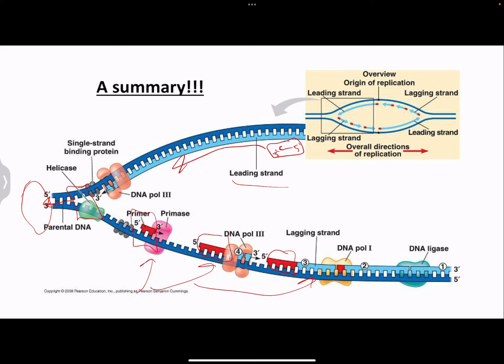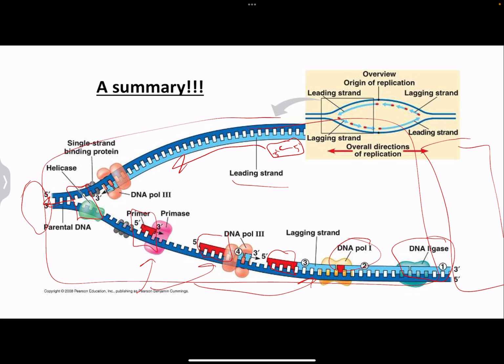But eventually we don't want the RNA. So we're going to get rid of it with RNase. So we're going to fill in the gaps with DNA poly 1, and then we're going to ligate those Okazaki fragments together with DNA ligase. And this is all happening on one side. The leading and lagging will flip on the other side of the replication bubble, as we see there.